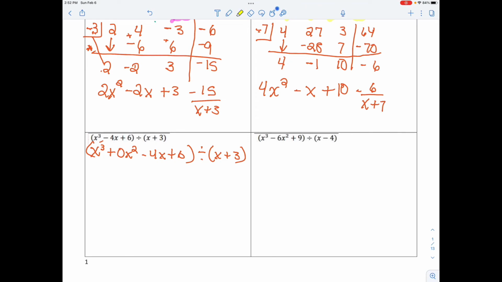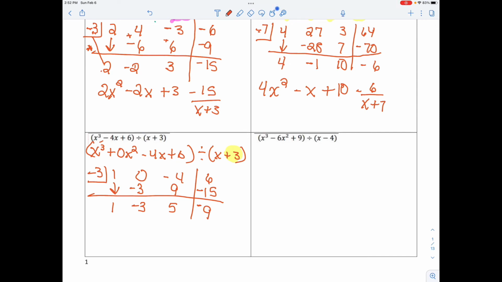So once again, I'm going to take the opposite of 3, give it its own little house, and then I'm going to write the coefficients of the dividend: 1, 0, -4, 6. The 1 drops. So we get negative 3 times 1, which is negative 3. We add those together. We multiply negative 3 times negative 3, which is 9. We add those together. That's 5. And negative 15, which will make this negative 9, I think, if my math is correct.